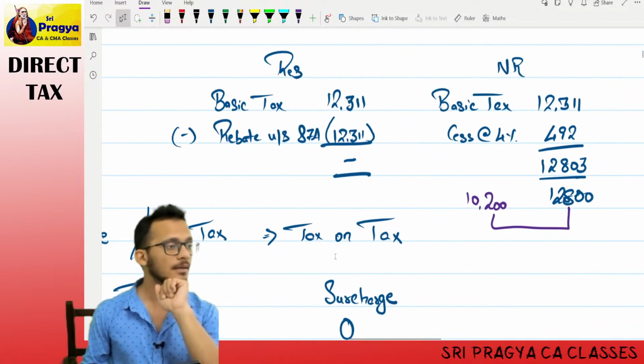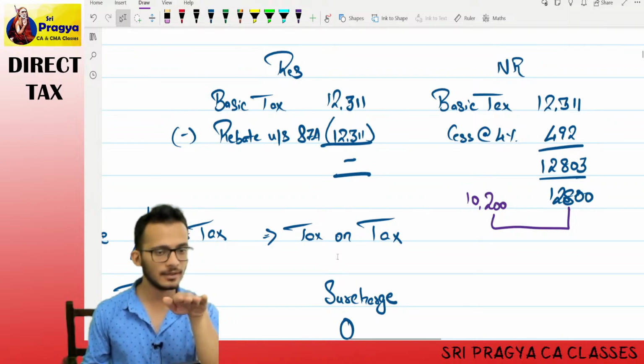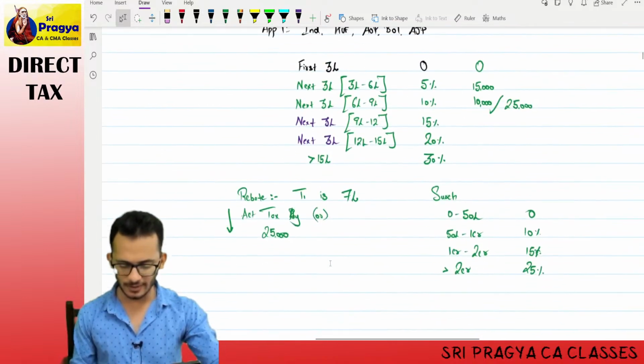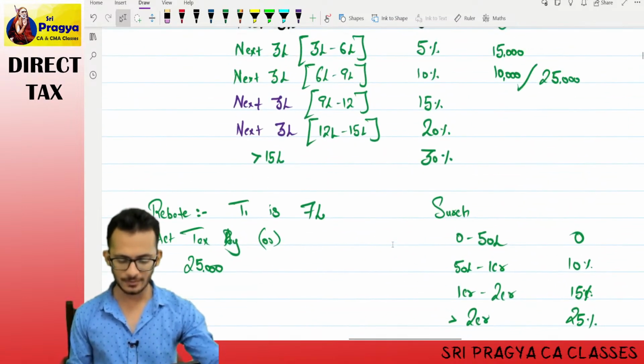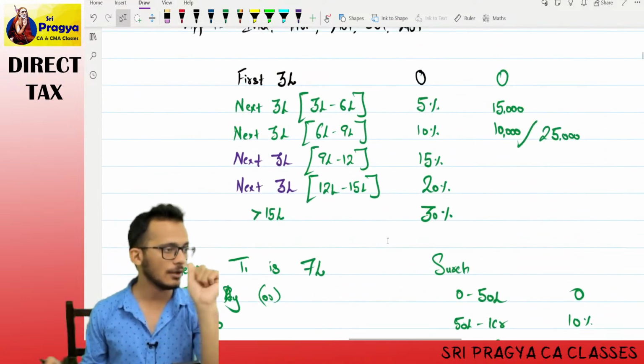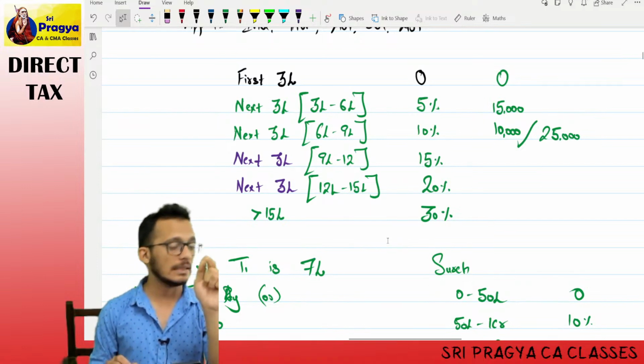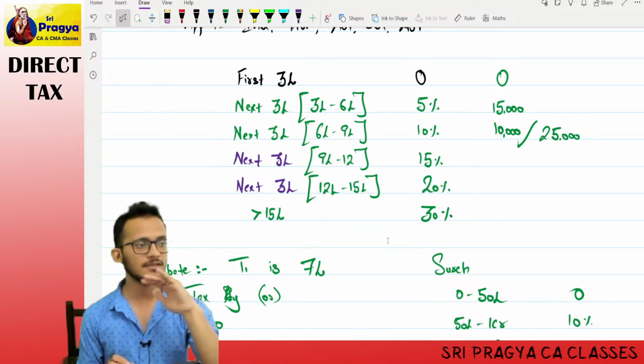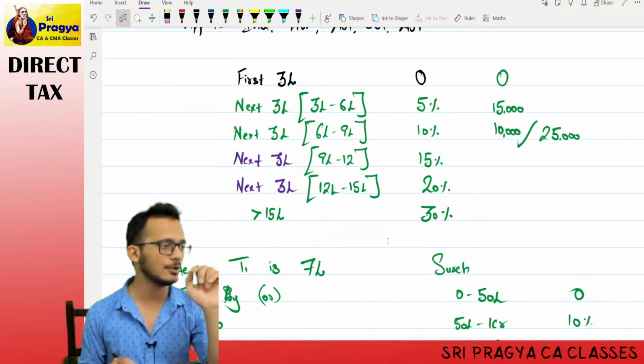People, clear? Yes, no doubts? This is how your default regime looks. The only difference in the default regime is that your slabs have now changed. Your rebate is now eligible for 7 lakhs with 25,000. Surcharge remains the same except for the fact that you don't have 37%.